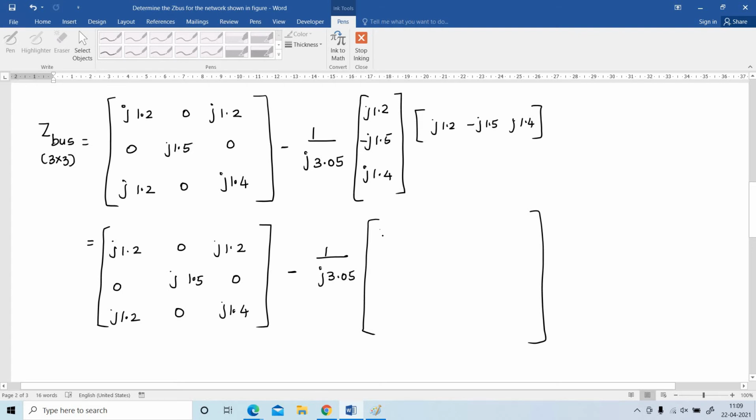1.2 into 1.2, that is 1.44. So minus 1.44. Then J 1.2 into J 1.5, that is plus J square, already 1 minus. So minus into minus plus 1.8. In the similar manner, multiply the remaining also. 1.8, then minus 2.25, 2.1, minus 1.68, 2.1, minus 1.96.